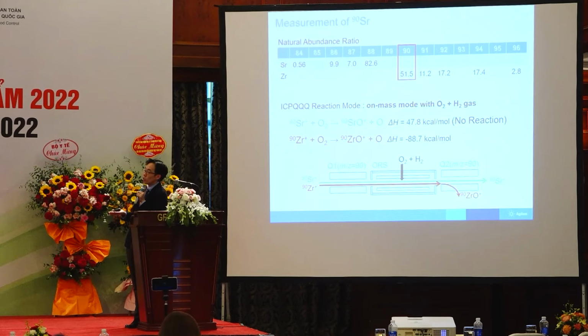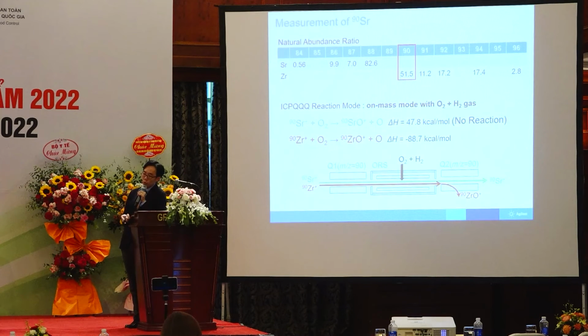To measure strontium-90, you can see on the chart here that strontium-90 is strongly interfered with by the isobar zirconium-90. To remove the interference, we have to use a reaction gas to react away the zirconium. We know whether a reaction occurs by looking at the enthalpy of reaction. Strontium's enthalpy of reaction with oxygen is positive, so typically there's no reaction, whereas zirconium does react. So we can remove zirconium by setting the different selection on the quadrupole.